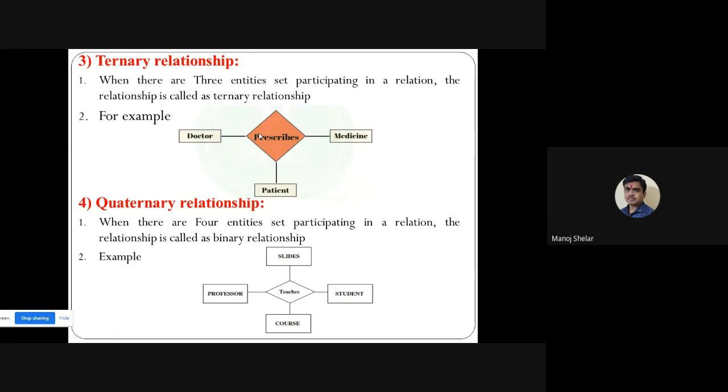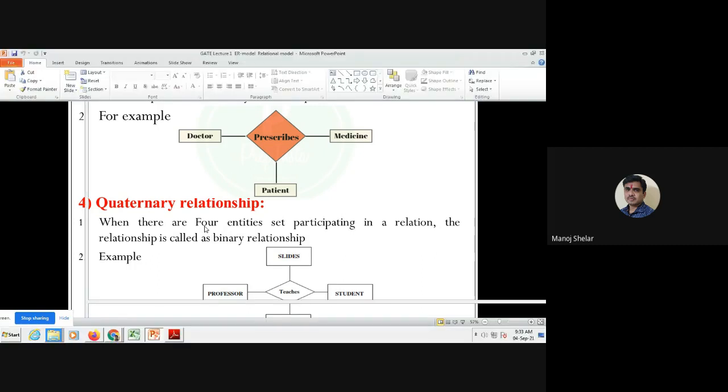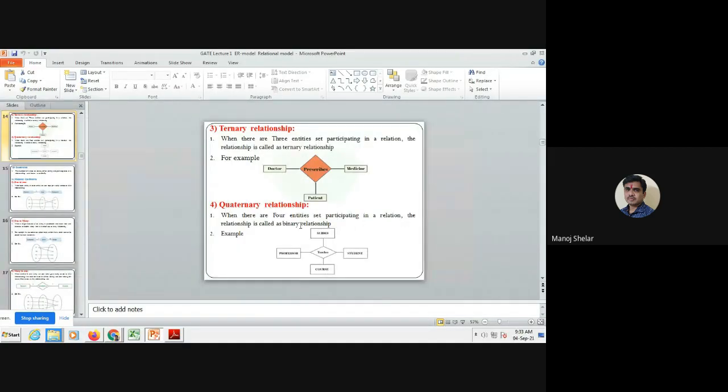Then quaternary relationship: when there are four entity sets participating in a relation, the relationship is called a quaternary relationship. Okay, so this relationship is called a quaternary relationship. By mistake it says binary here, but it is a quaternary relationship.